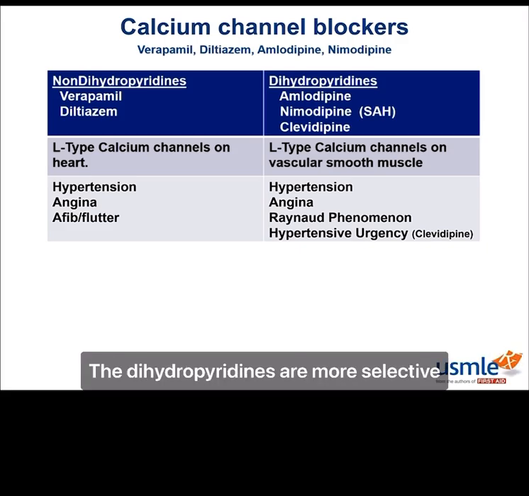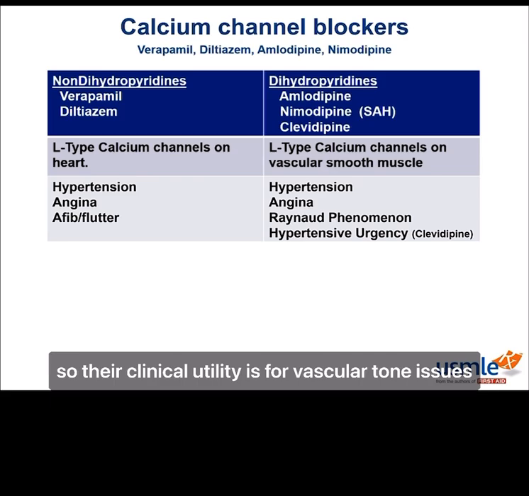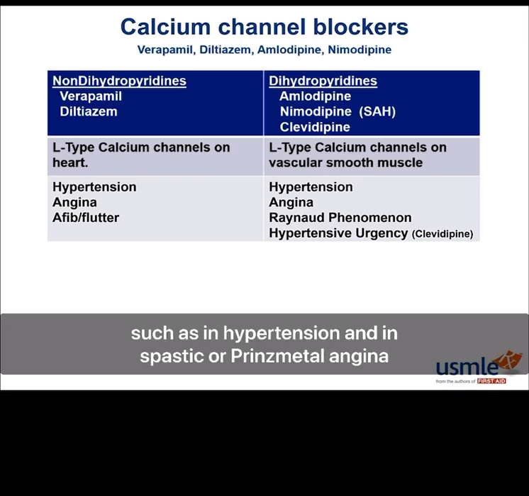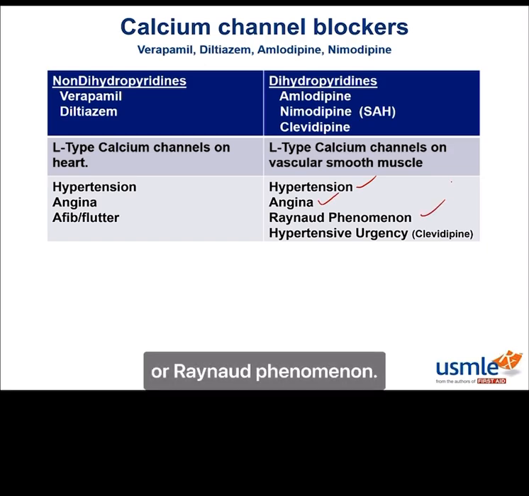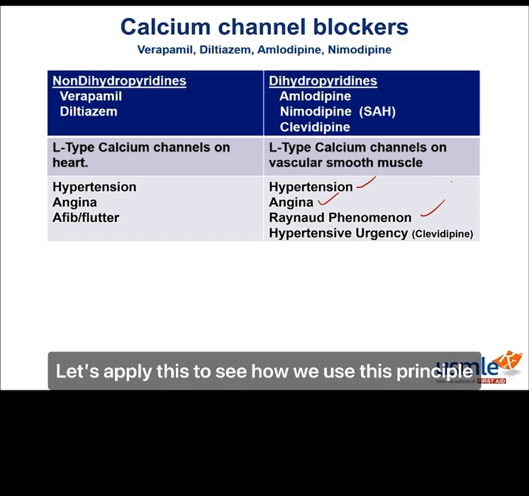The dihydropyridines are more selective for vascular smooth muscle cells, so their clinical utility is for vascular tone issues, such as in hypertension and in spastic or Prinzmetal angina, or Raynaud phenomenon. Let's apply this to see how we use this principle to treat a patient with subarachnoid hemorrhage.